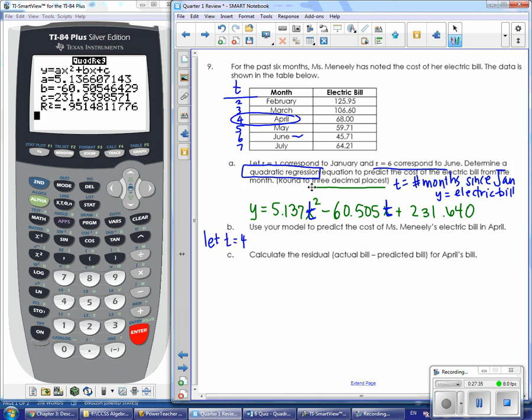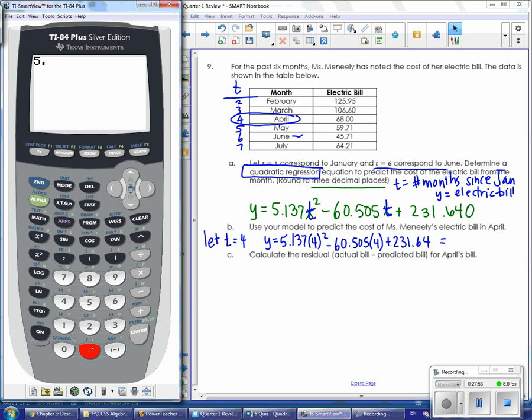So if you're going to do this by hand, you should write it out. So 5.137 times 4 squared minus 60.505 times 4 plus 231.64. And then you can just type this into your home screen. So I have 5.137 times 4 squared. And notice that I'm putting it in parentheses.